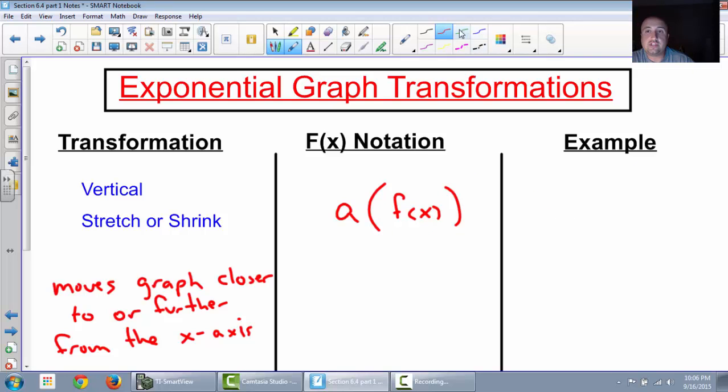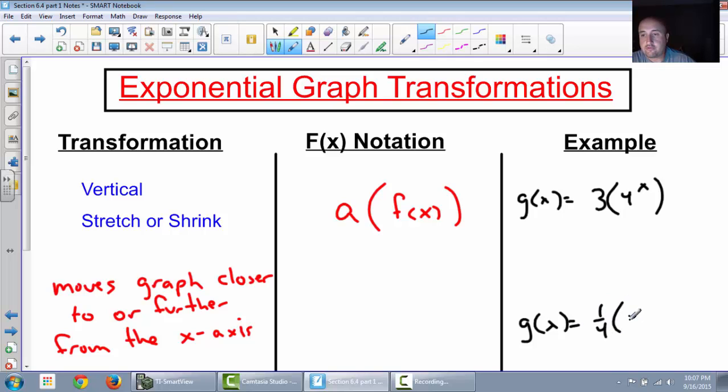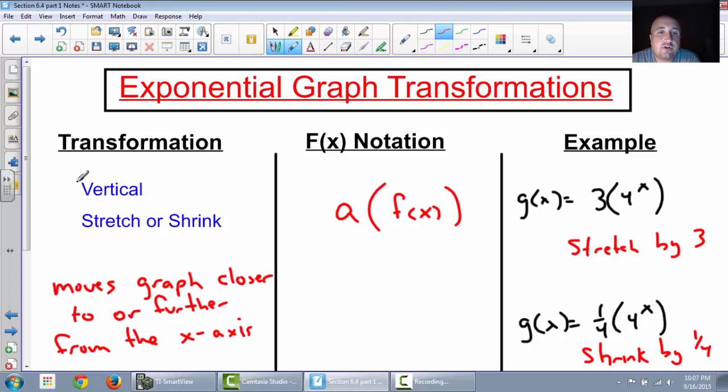So our two examples for this one are g of x equals 3 times 4 to the x, or g of x equals 1/4 times 4 to the x. Okay, so we're multiplying our whole function by a number. And what do each of these do? Okay, so the first one is a stretch by 3, and the other one is a shrink by 1/4.